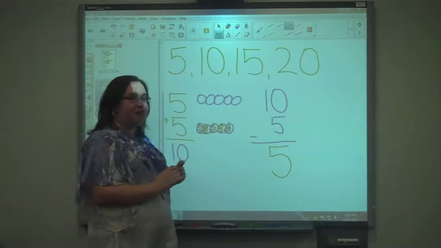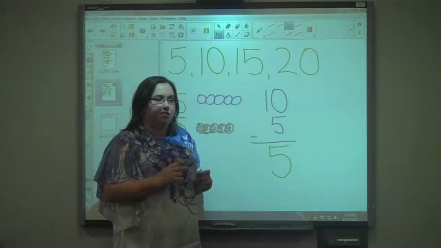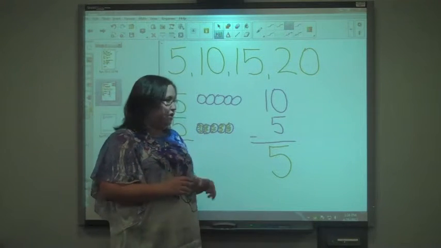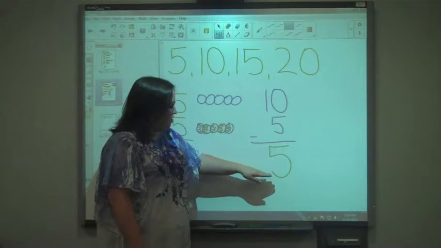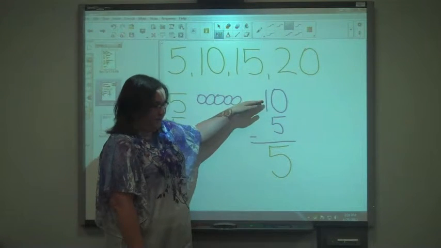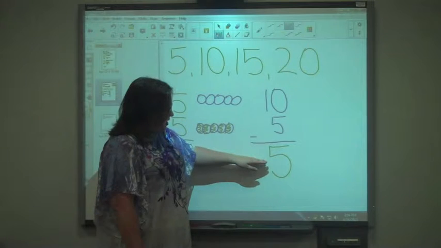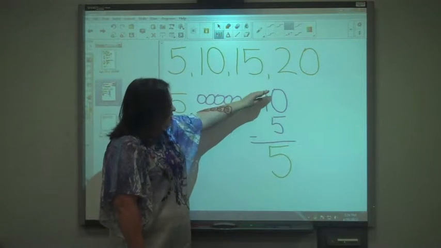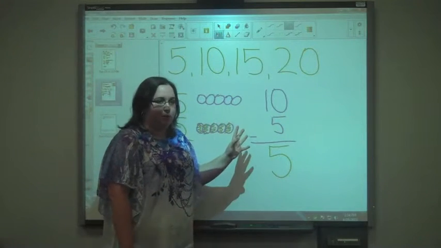Now here's a trick to know if you get the subtraction correct. Sometimes the addition is easier, but with this, what is 5 plus 5? 10. Very good. If this number and this number added together equal the top, then you did the problem right.